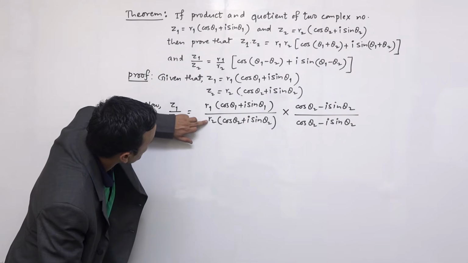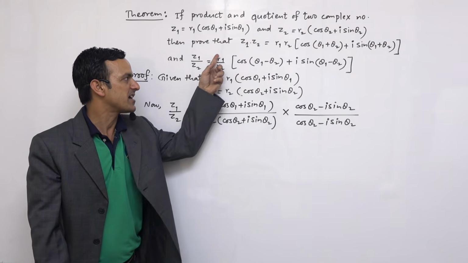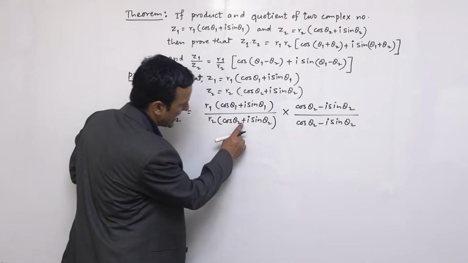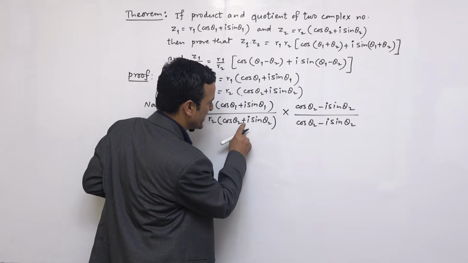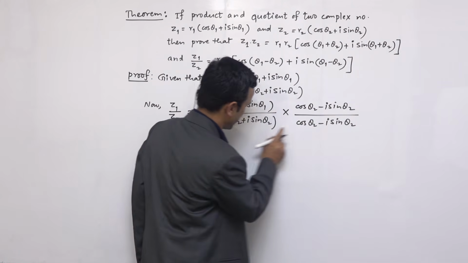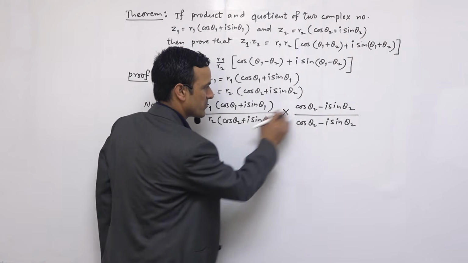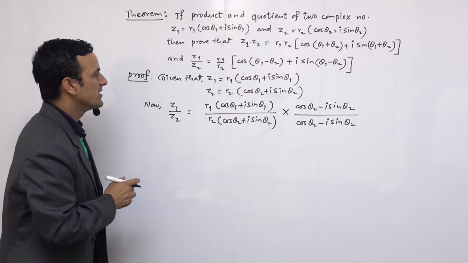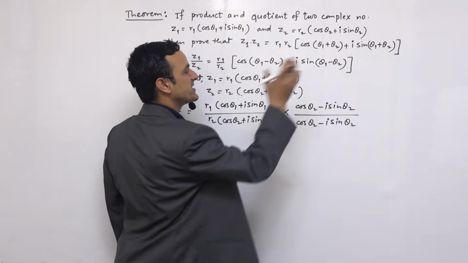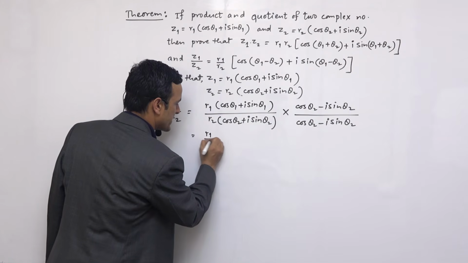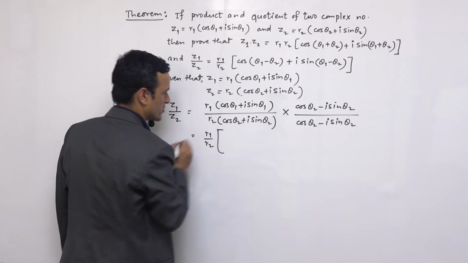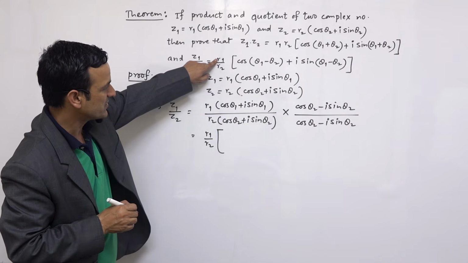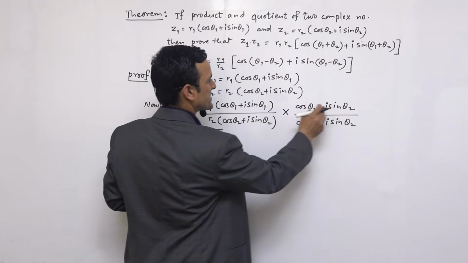We need to get R1 by R2. This is already obtained here, R1 by R2, but we are rationalizing the denominator, multiplying by the conjugate, plus to minus, with the same angle. If you rationalize the denominator then it will be R1 divided by R2, so it is separated, which is our result. Now this times this.